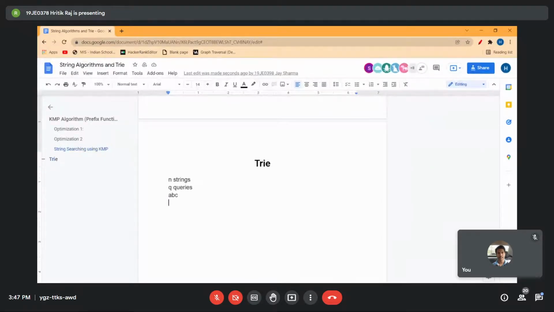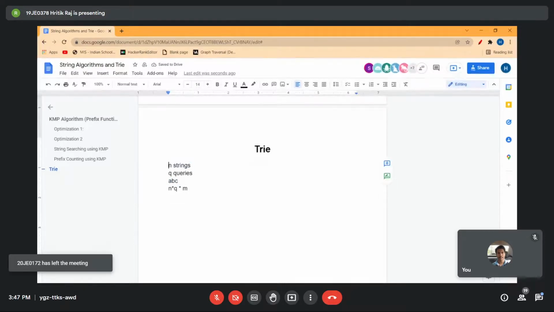Yes, sir. So what will be the time complexity in that? N, Q and length of the substring. Q into m, suppose m is the maximum length present among the n strings. So this will be the time complexity. Now this is pretty high complexity, because if queries and n are too much, like n and q both around 10 to the power 5, then in that case this would be very high.